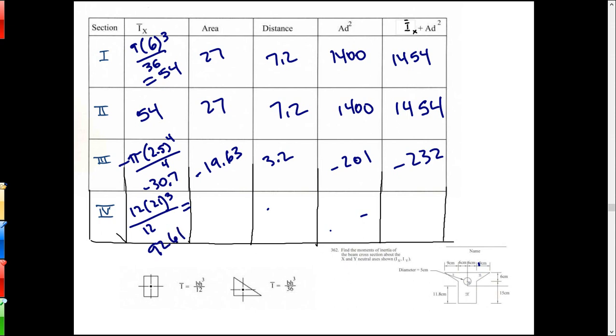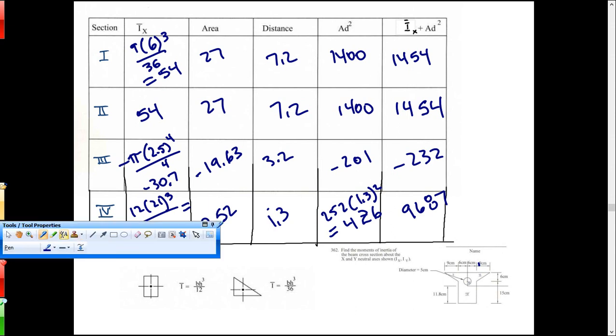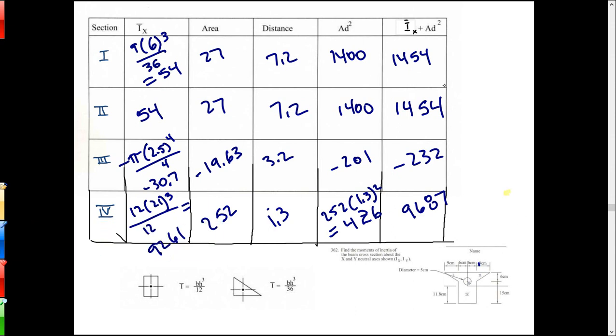Okay, 9261 for the big rectangle, 252 for the area, 1.3 for the offset distance. 252 times 1.3 squared is 426. Add them up, you get 9687. And you just add everything up. Moment of inertia is an additive property. So you just add up everything, you get 12,363.